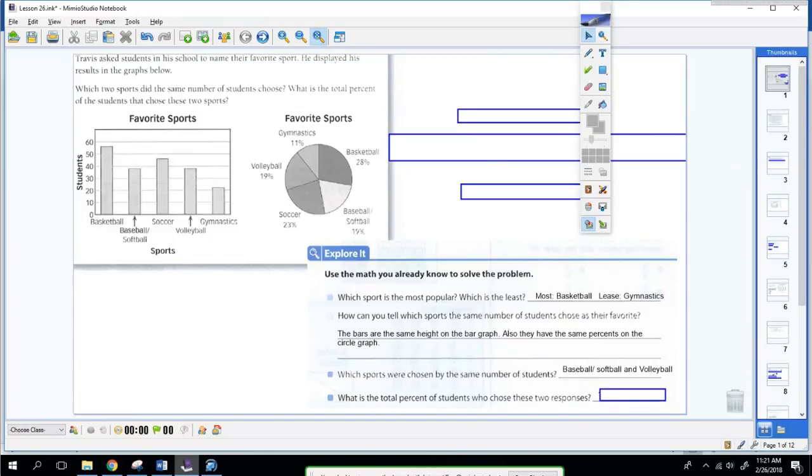So now we can figure out the total percentage of students who chose these two responses. Basketball and softball have 19 and volleyball has 19. So you're going to do 19 plus 19, which is 38%.